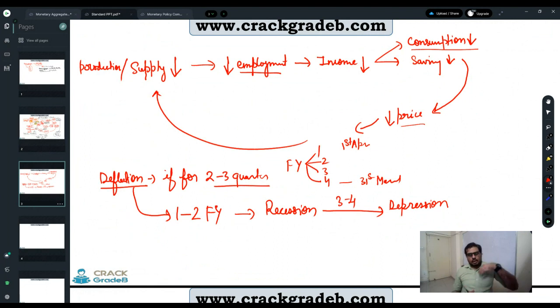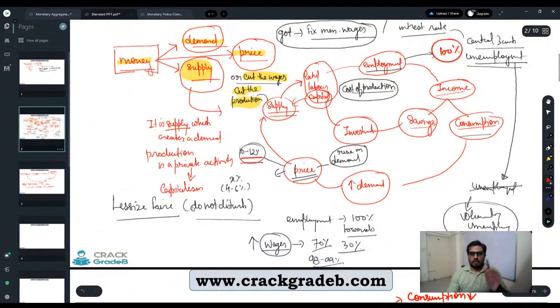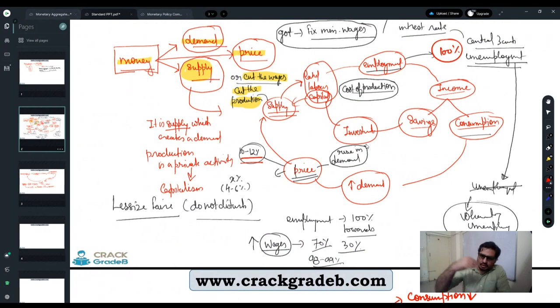So in the economy, if the government is going to intervene, that means they are not going to follow laissez-faire, then in this case the economy at a point of time may reach 100% employment, but after that it is going to go into a deflationary cycle, deflation to recession, and recession to depression kind of situation.